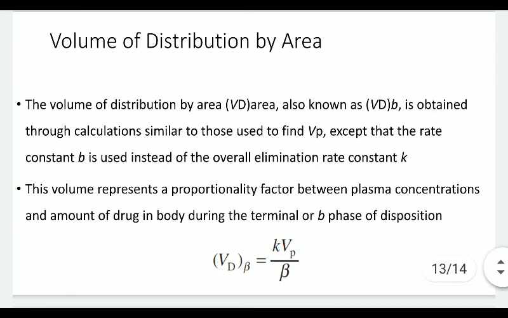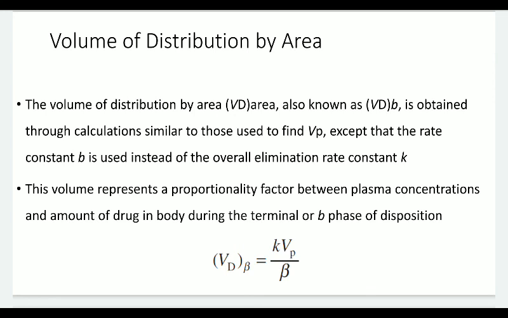And the last one is volume of distribution by area. So the volume of distribution by area, that is Vd, also known as Vd-beta, is obtained through calculations similar to those used to find the apparent volume of distribution or the volume of the central compartment, except that the rate constant, that is small b, is used instead of the overall elimination rate constant k.